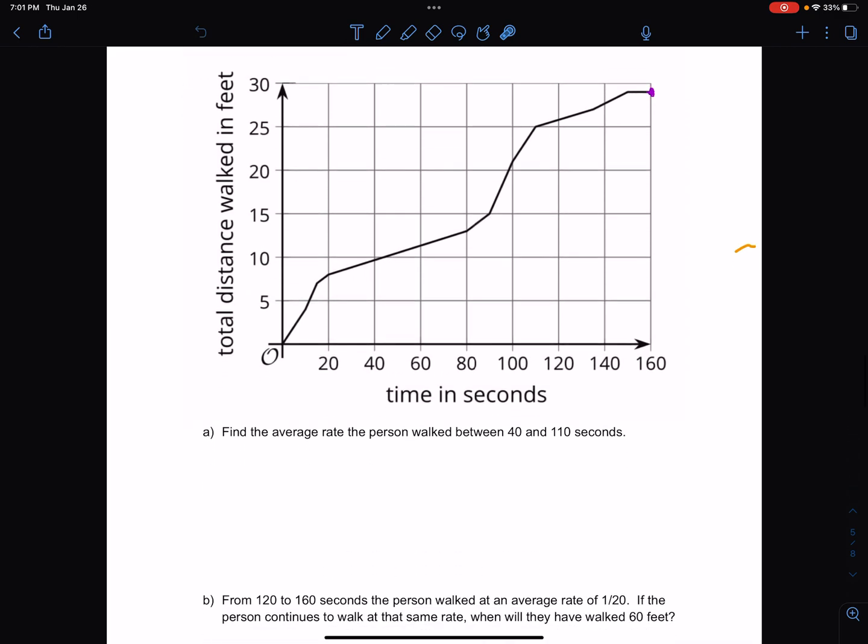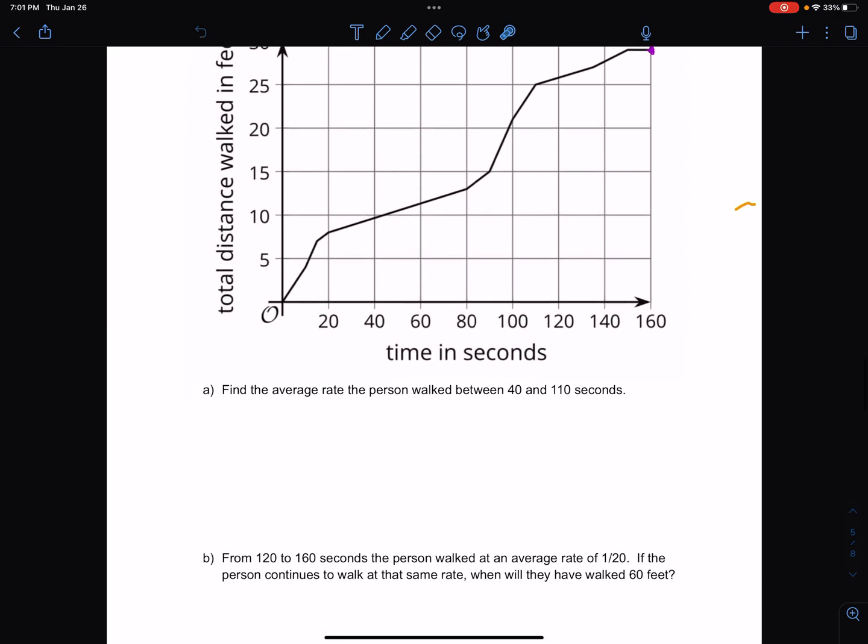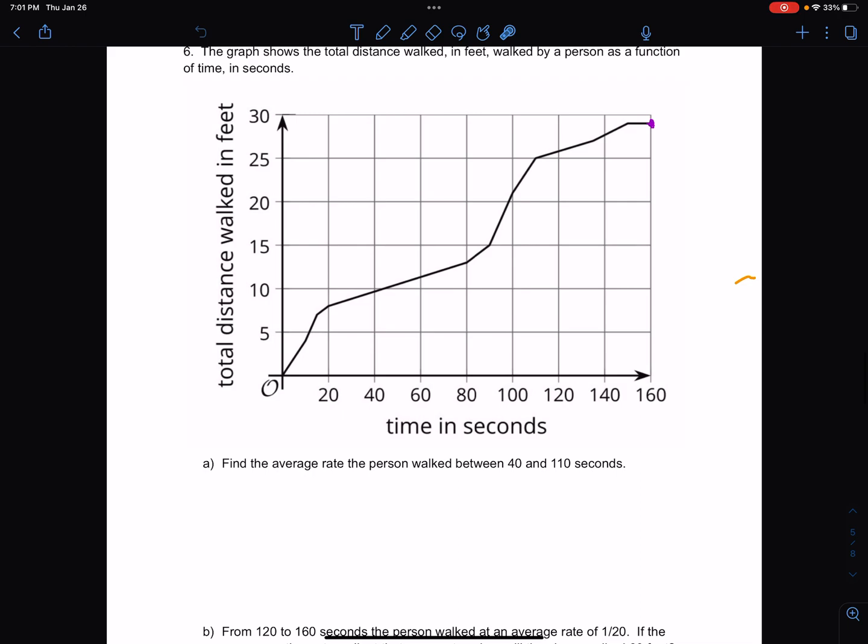So part A of this question 6. Find the average rate the person walked between 40 and 110. So the average rate of change is really pretty much the same exact thing as slope. We're just not going to sweat the bumps, the ups and the downs, right? Usually, for most of your math career, you've been looking at linear functions that just go in a straight line.